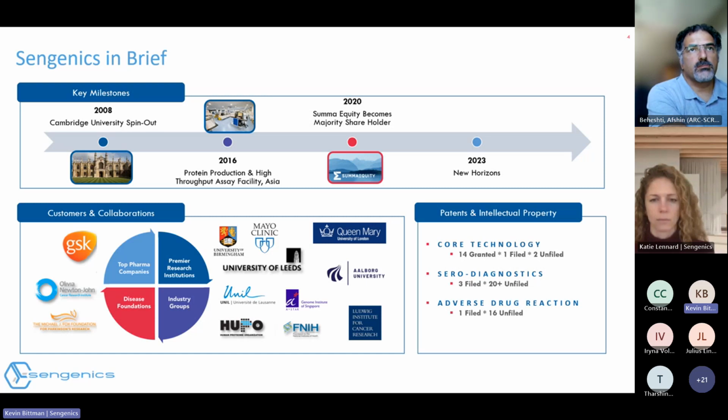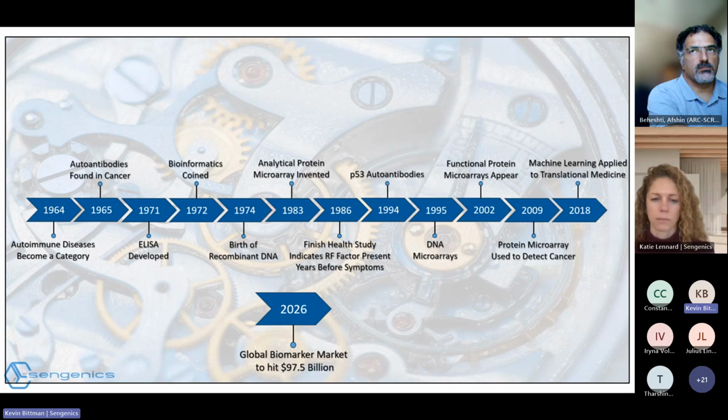In 2020, Summa Equity became a majority shareholder for us, helping to develop our technology further, and we continue to develop protocols, core technology, and patents. The technology currently has 14 patents on it in different countries. And of course, we've partnered with a lot of different institutes throughout the world, including GlaxoSmithKline, as well as many universities like University of Birmingham, University of Leeds, the Mayo Clinic, NYU is not on here, but NYU as well. All right, so what brings us here today?